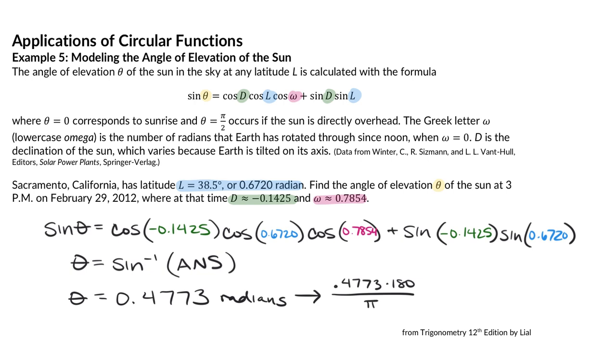So put 0.4773, or if it's longer than that in your calculator, use the more accurate number, multiply by 180, divide by pi. In degrees, this is 27.3447 degrees, which may be a more accurate way to tell someone the answer to this particular question, since that's the accepted unit for this type of thing.